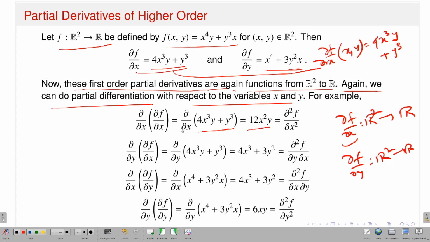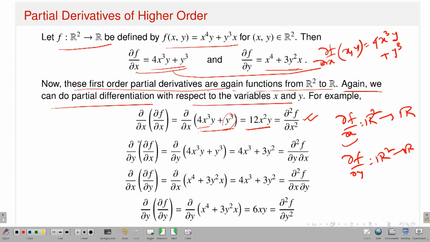If I do the differentiation with respect to x, the y cube part will contribute nothing because it is a constant, so it is 0, and only this part will contribute. So, it should be 4x cube, what is the derivative? That means 12x square, and y is constant, so keep y. Therefore, this is nothing but 12x square y, and I can write it in notation as del 2f del x square.